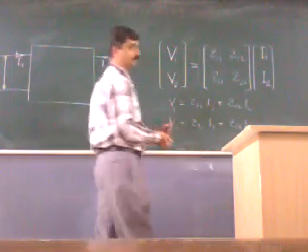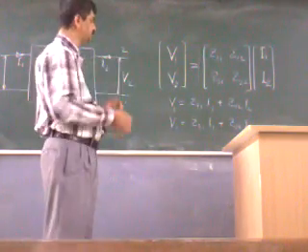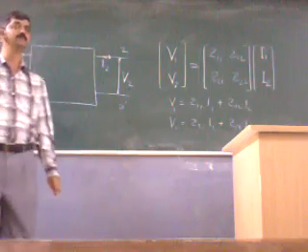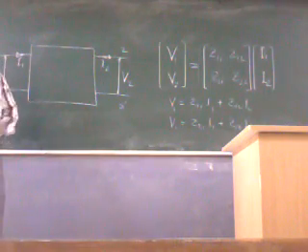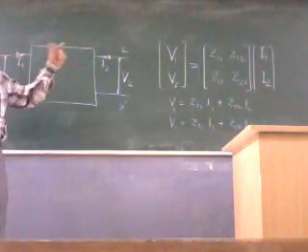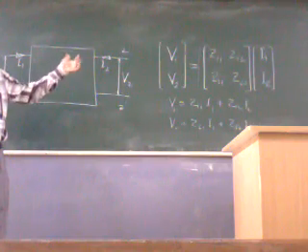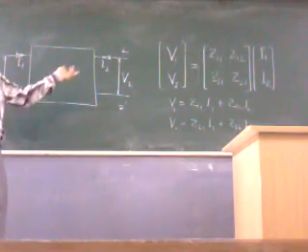How to find these 4 values? Z11 is equal to V1 upon I1. In one equation, you can make one value 0. Keep one open circuit, and you will be getting the value.